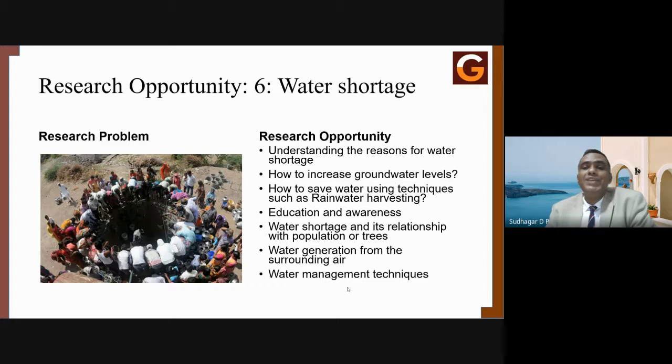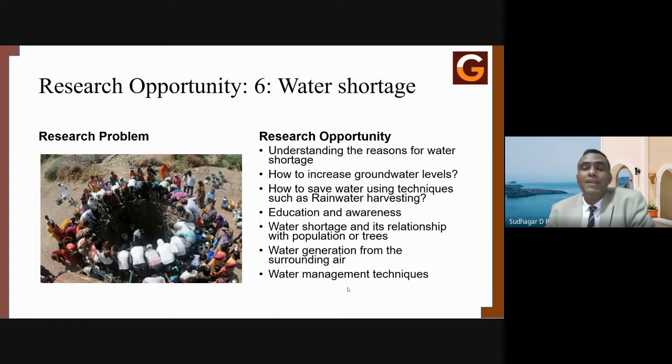The role of education and awareness when it comes to the water shortage could be one of the research opportunities. Water shortage and its relationship with the population or trees, again, could be considered as one of the topics for conducting research. Water generation from the surrounding air.